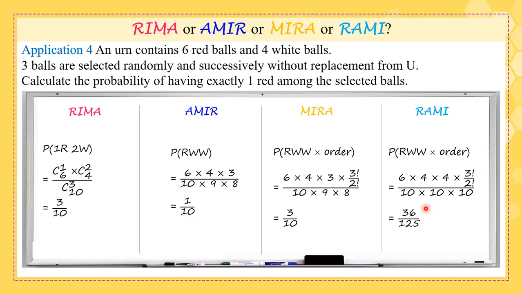Now let's analyze these 4 cases. Rima did it as if it were a simultaneous drawing, so this is not correct because she used the combination. Amir forgot the order, and here the order is very important. Mira, I think, is correct. And for Rami, he did it as if it were a successive with replacement case because as you see here in the denominator, we have 10, 10, 10. He didn't decrease the total. So Mira's answer is the correct answer.